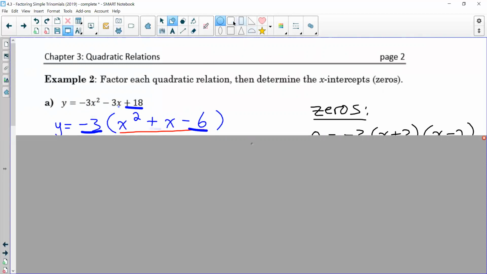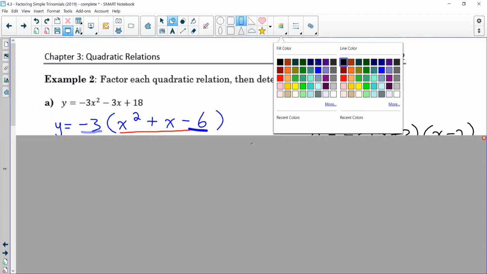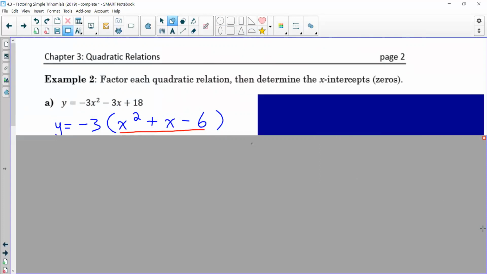So just quickly hide something here for you folks. Don't give away too much just yet.